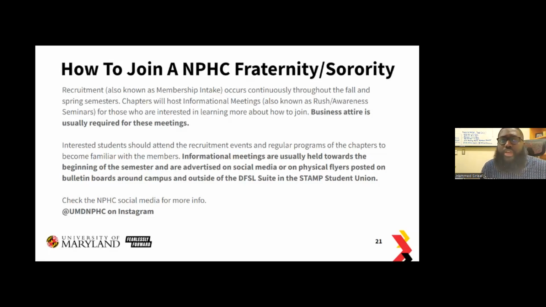But informational meetings are usually held toward the beginning of the semester, and also they're advertised in two ways. They're either advertised on social media, or they're on physical flyers that are posted on bulletin boards around campus, in major classroom buildings, in the STAMP Student Union. Also, they'll be posted outside of our suite in the department. So we're located also in the STAMP Student Union, just around the corner from the Roy Rogers where the microwaves are. Your students should definitely know about that.